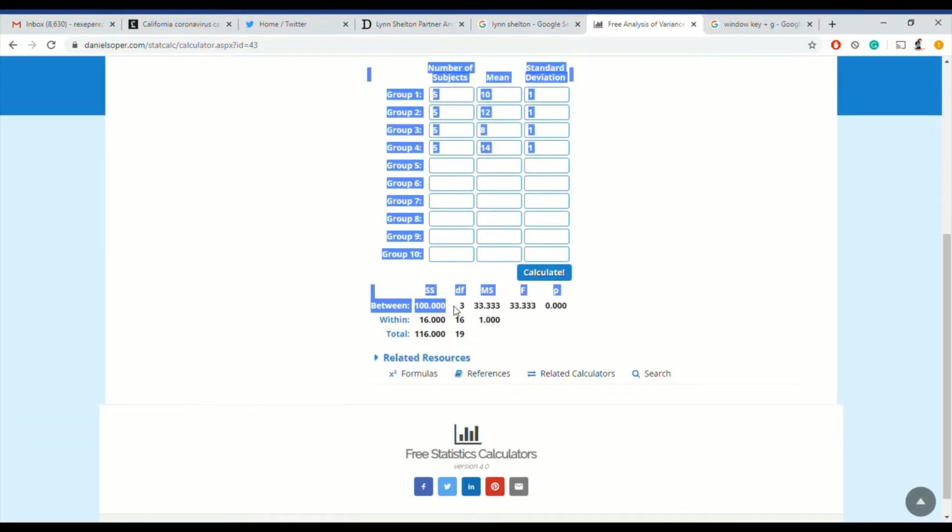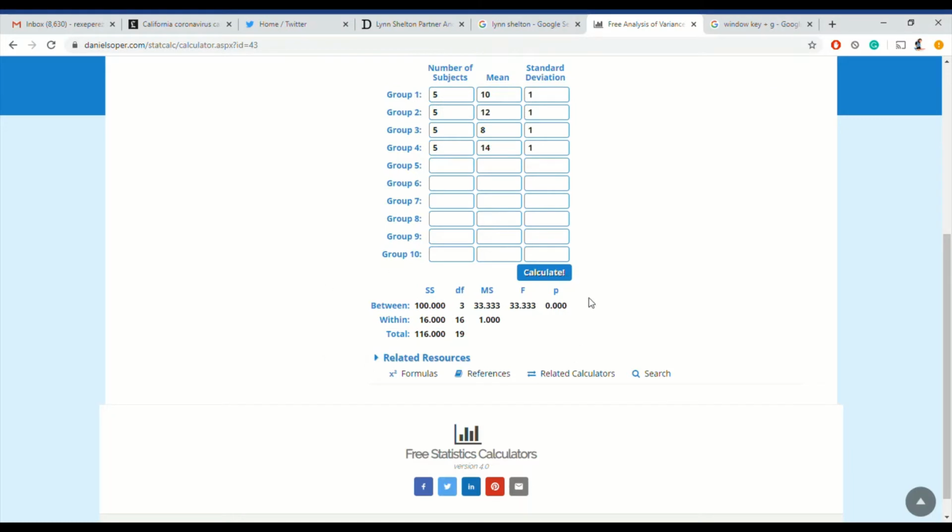And notice how it creates this weird little table down here. The between, the within. We'll talk about that in a second also. But notice that it did give me an F of 33.33 and a p-value. So here's the F. That's my F test statistic. And then a p-value of about 0.000. So we're going to bring that over to our standard 6 questions and just answer all the questions.